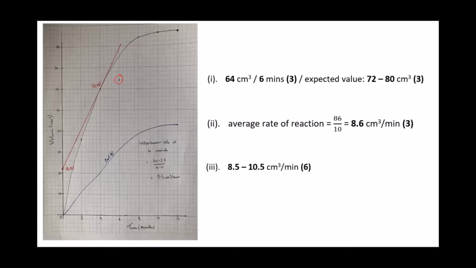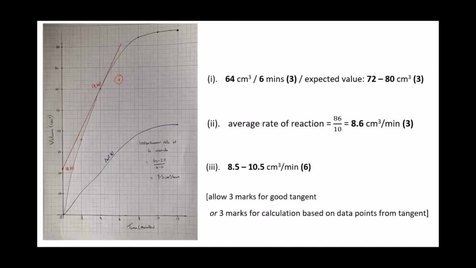Now, you get 3 marks for a good tangent, or 3 marks for calculations based on data points from the tangent. So if you got outside the range, but you've done a good tangent or a good attempt at calculation, you'll get 3 marks there.